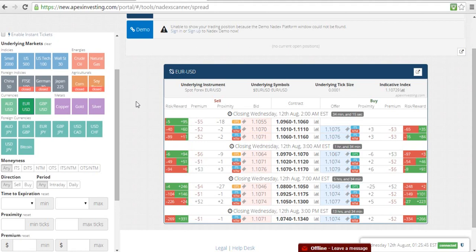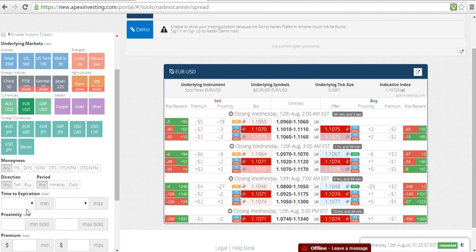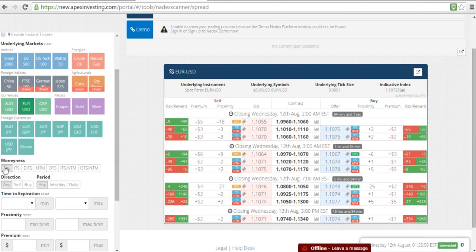Okay, the next section we want to cover here on the spread scanner filters is the Moneyness section. As you'll see here, it's defaulted to Any. So it's going to show you all the spreads available based on what other filters you have. With Any, it's not going to filter anything out. And then you'll notice we have all these different options here.